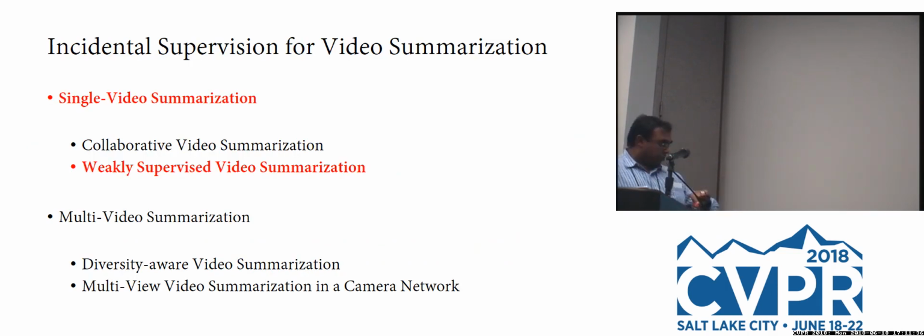I'd now like to move on to the next one, which is weakly supervised summarization. This is similar to what we had in the first one in terms of the problem definition. I have a weak label that is provided, and I want to summarize a single video. In the first one, the idea was that we could obtain information from other topic-related videos. Here, the idea is we again have some topic information.